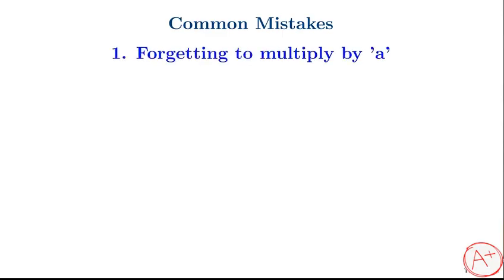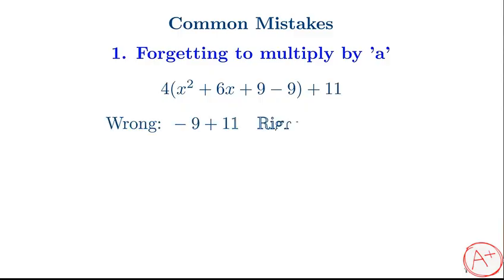Let's discuss where students often lose marks in these A-level questions. The most frequent error is neglecting to multiply the subtracted constant by the factorized coefficient a. When you add and subtract a value inside the bracket, the subtracted term must be multiplied by the a outside before combining it with c. In our example, students often write negative 9 plus 11 instead of negative 36 plus 11.